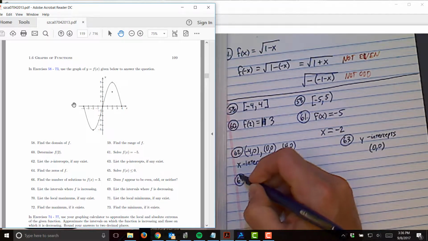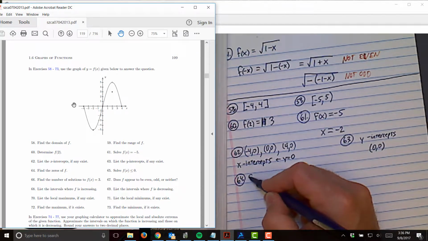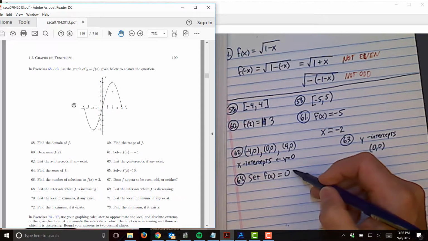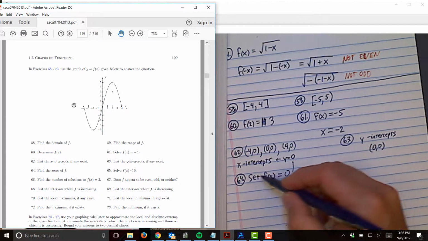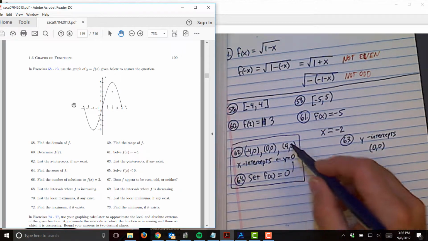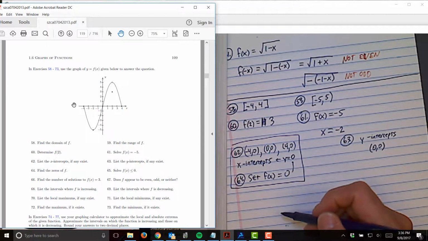Number 64 asks me for the zeros. The zeros are the things that make the function f of x equal to 0. Well, those are the same as setting y equal to 0. So these are the same as the x-intercepts. Okay. Again, -4, 0, and 4 are the 3 different values that would answer number 64.